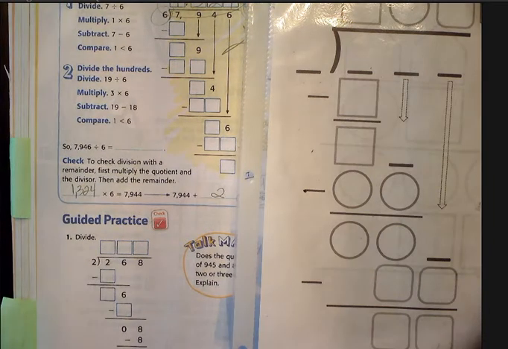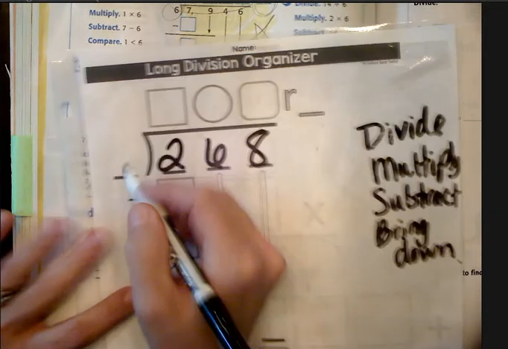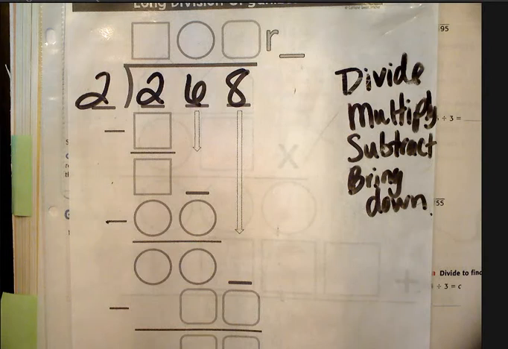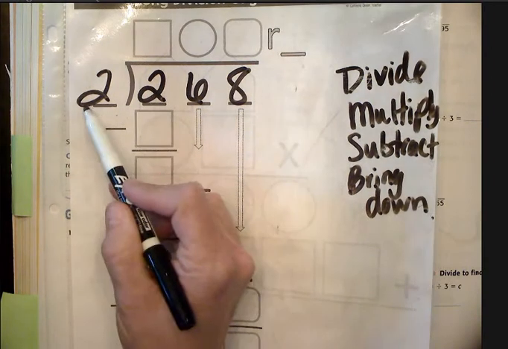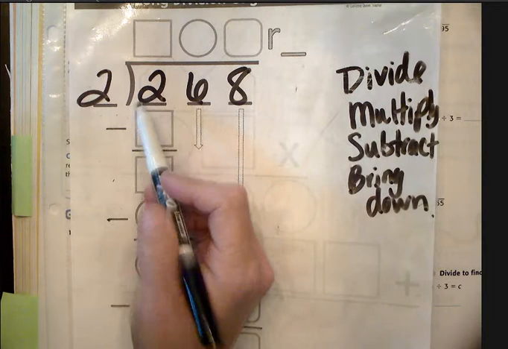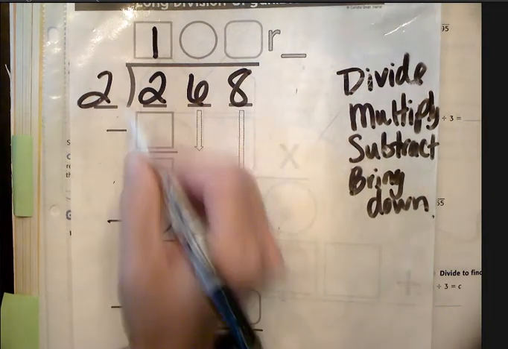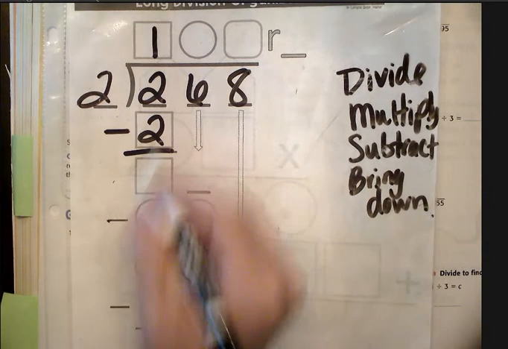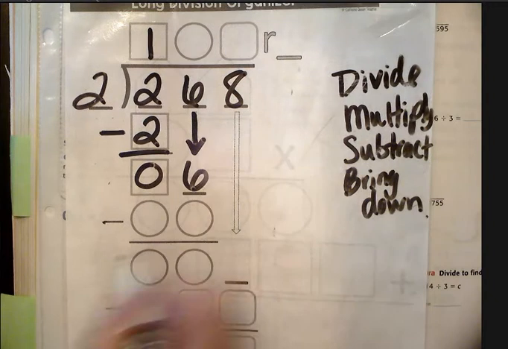This is 268 divided by 2. This one's going to fit perfectly. So I start in the same step that I always start. I look to see if 2 can fit into this closest number to divide. How many times does 2 go into 2? Well, exactly once, right? 1 times 2, my next step is multiply, is 2. Next step, subtract. 2 minus 2 is 0. Next step, bring down. I bring down this 6 and I do it all again.